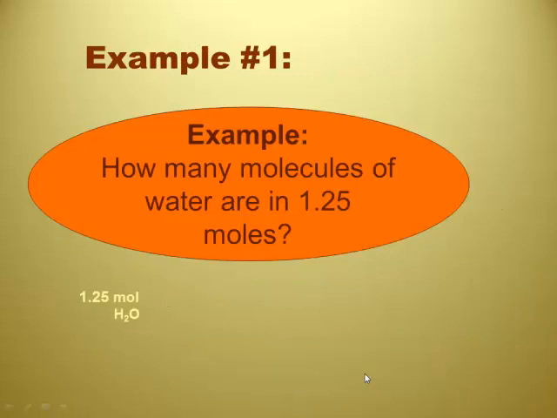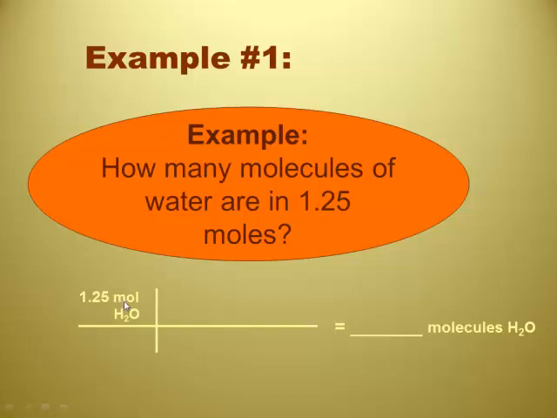All right, example number 1. How many molecules of water are in 1.25 moles? I bet we could do a conversion factor, dimensional analysis for this. Start with the number in the problem, the moles, 1.25 moles, and we want to find molecules. So we create a conversion factor from Avogadro's experiment stating 1 mole is 6.022 times 10 to the 23rd molecules.